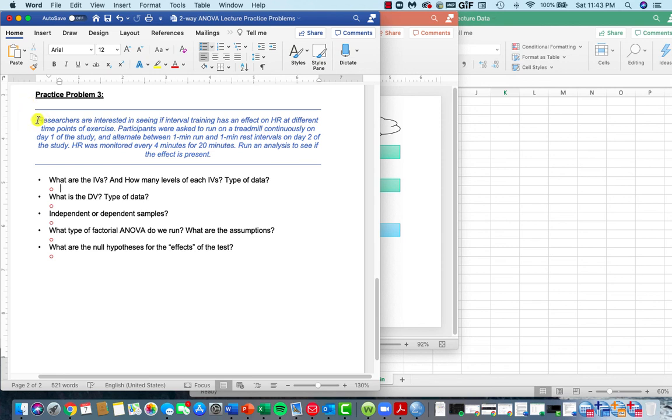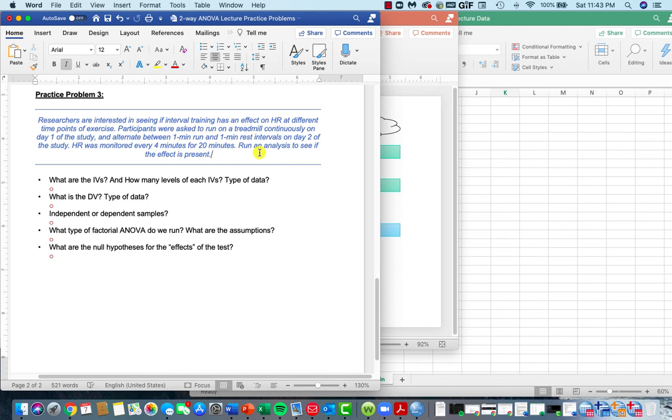All right. So we have researchers who are interested in seeing if interval training has an effect on heart rate at different time points of exercise. So automatically we could see two independent variables. Interval training, because we're looking at the effect of interval training, heart rate is what's actually being measured, and time points of exercise would be our other independent variable. And we can further look into our scenario to figure out more information about how our samples were collected.